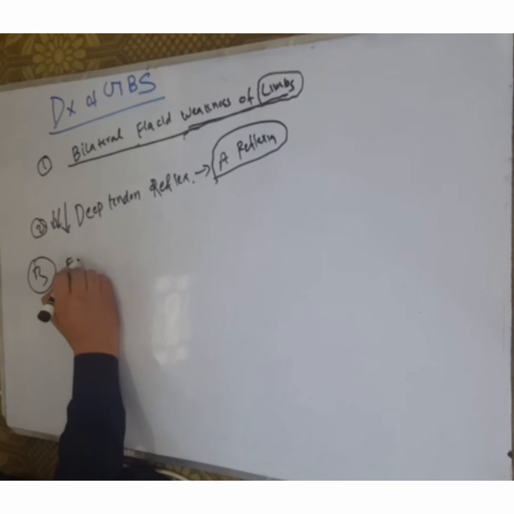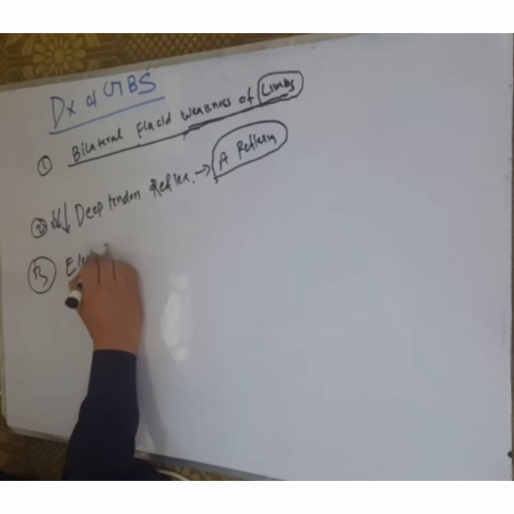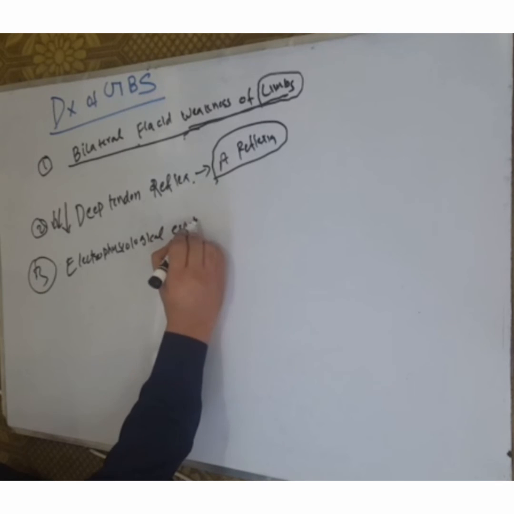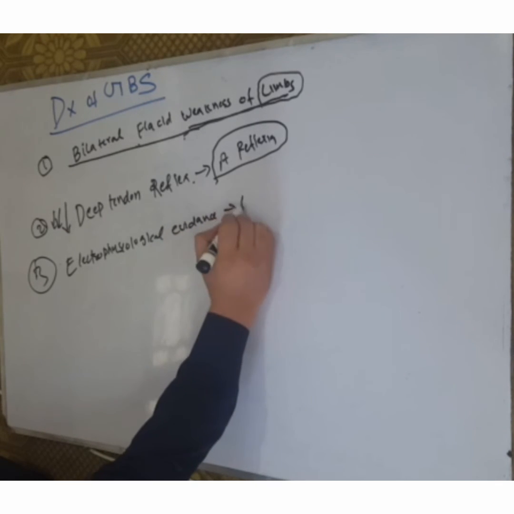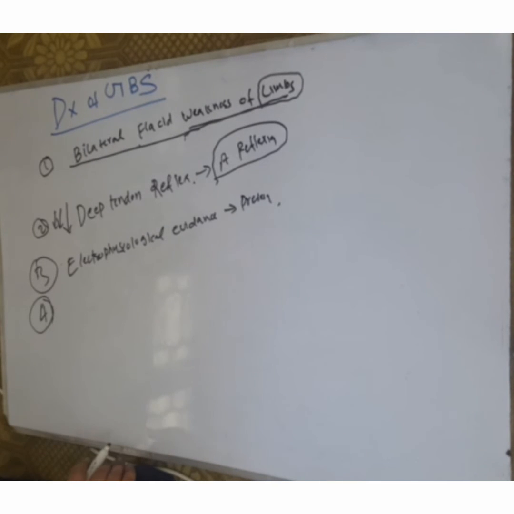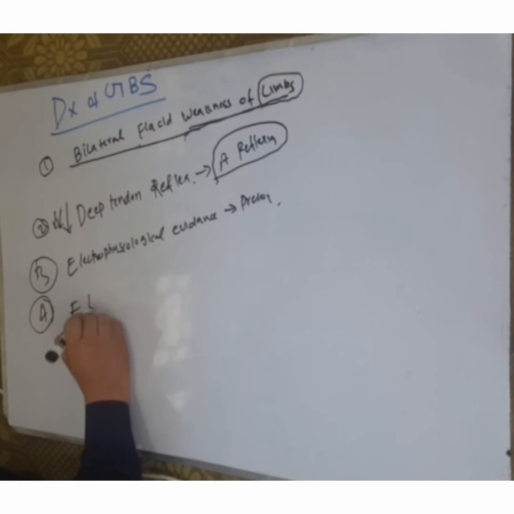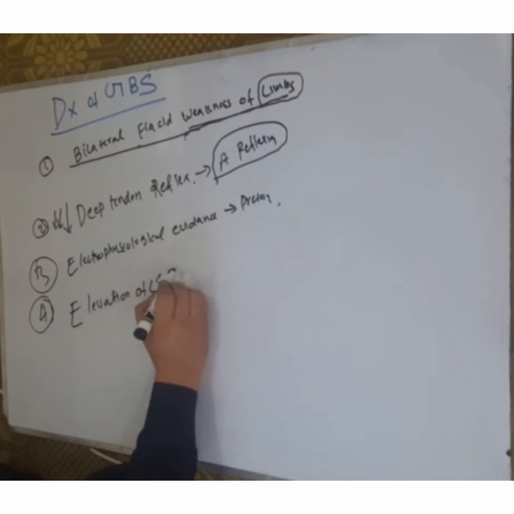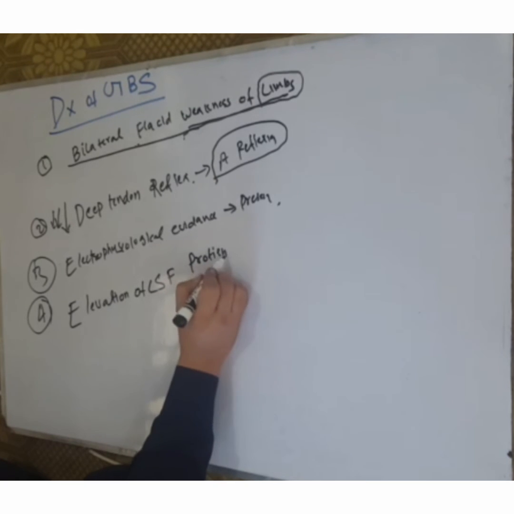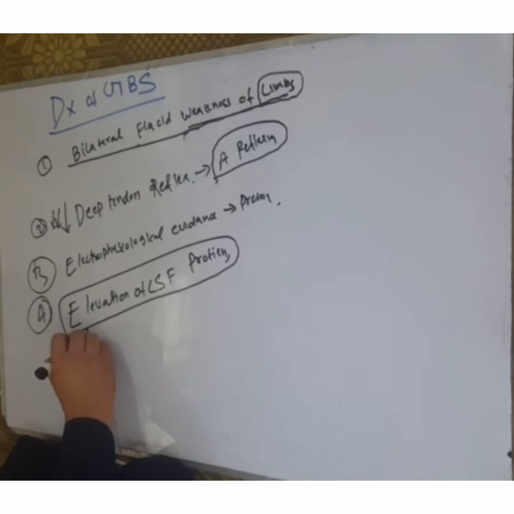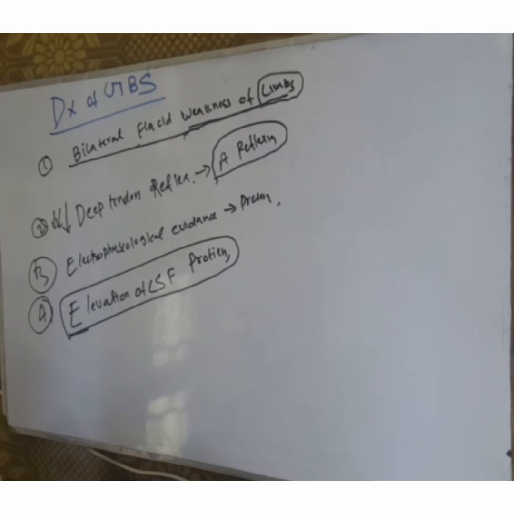Electrophysiological evidence may be present. And the fourth step is elevation of CSF protein. When the CSF protein is elevated without pleocytosis, it supports the diagnosis of GBS. These are the four steps for GBS.